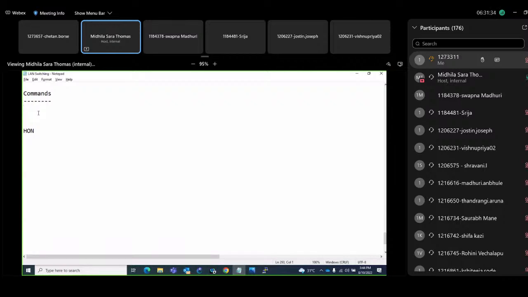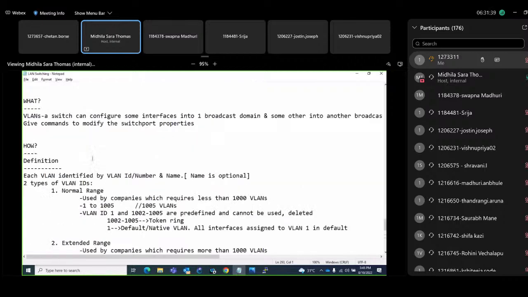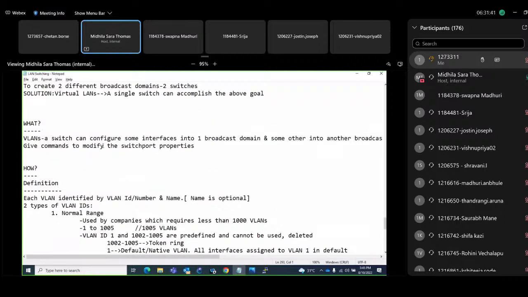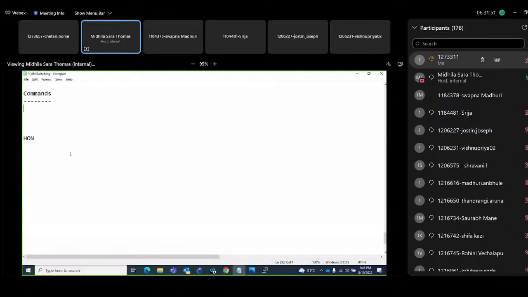First thing, I have written it here itself. VLAN commands we have to give to modify the switch port properties. So where will we give this command? In the switch itself, right? We are going to give the commands in the switch. And it is done on switch ports.